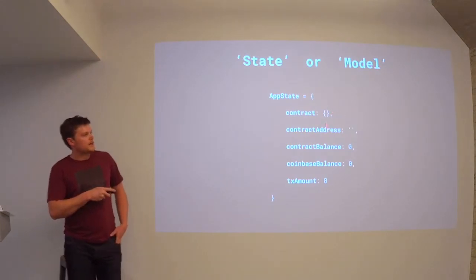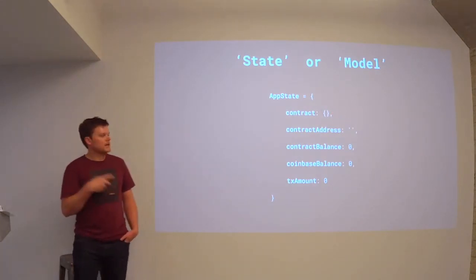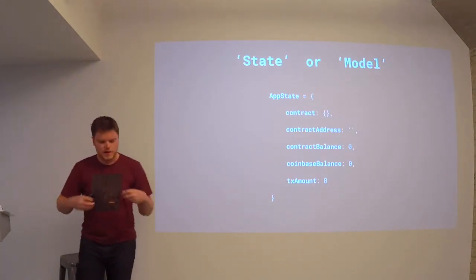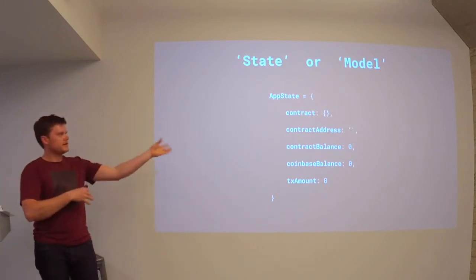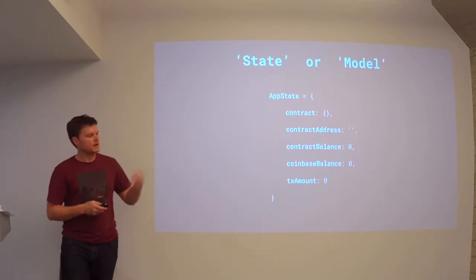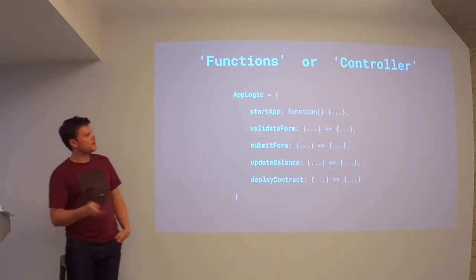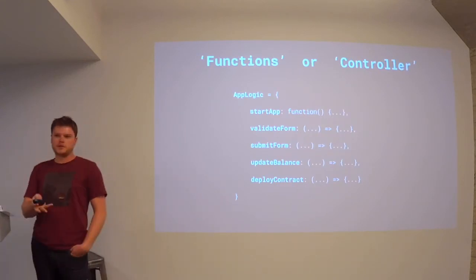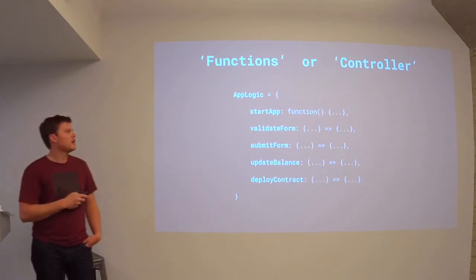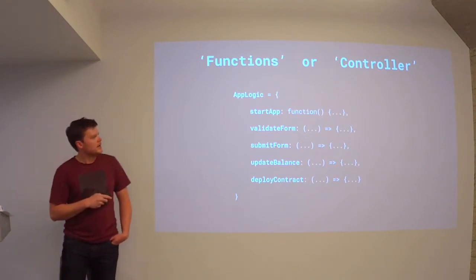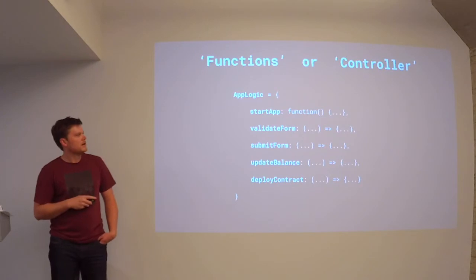So the contract is going to be an object. When I define the contract later in the code, it's going to be applied to this app state object contract. The controller, or the functions or the logic, is in another object, which is at the very top of the JavaScript file called app logic. And here we just have a bunch of functions.